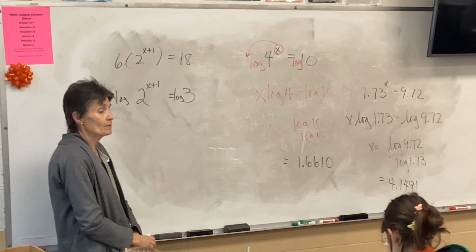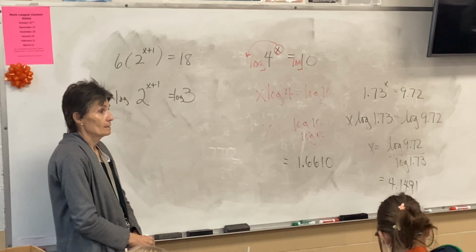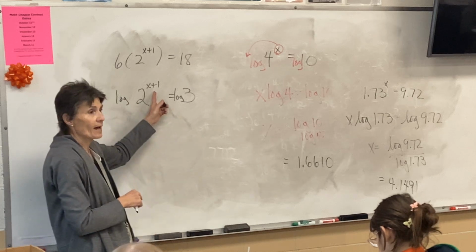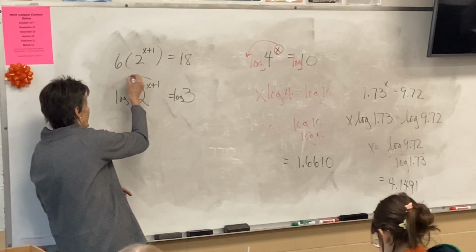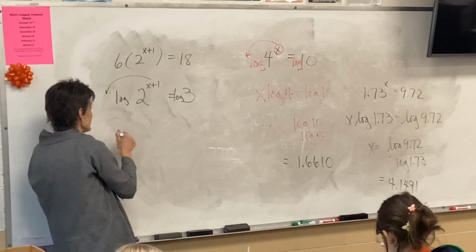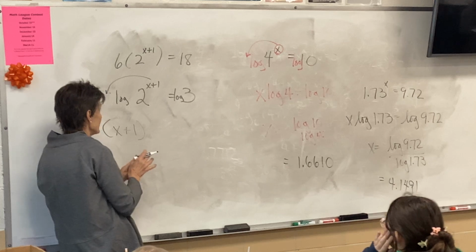And why did we do that? What is the absolute beauty of the logarithm? That thing up there is not an exponent anymore. Where does he go? Out in front. Now he's a quantity, so you want to have him in parentheses. He's a quantity.